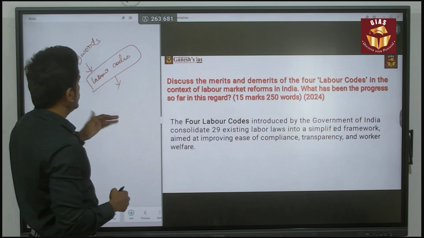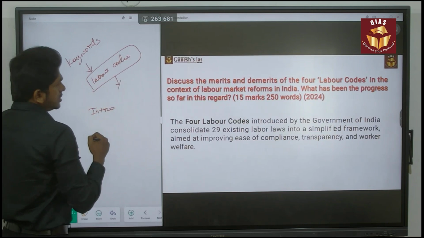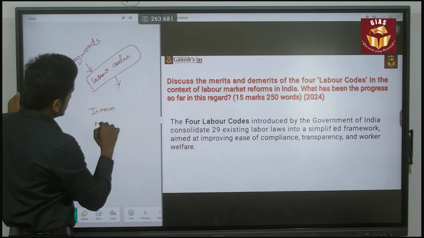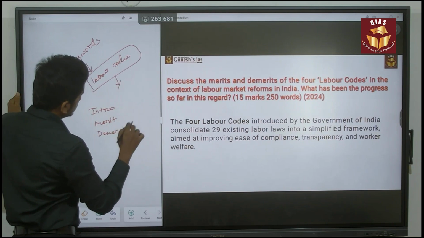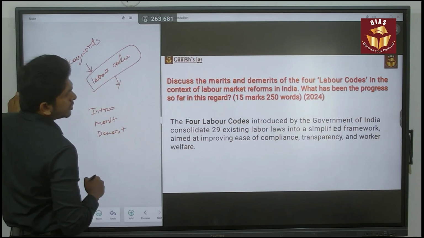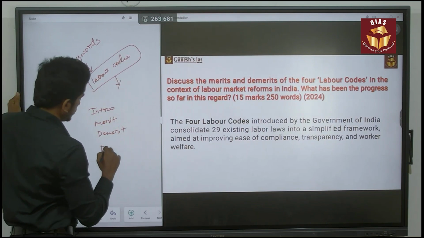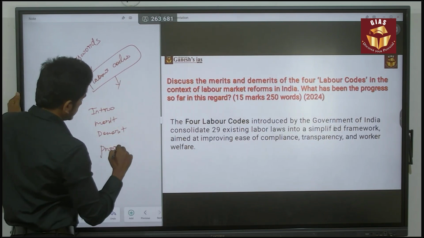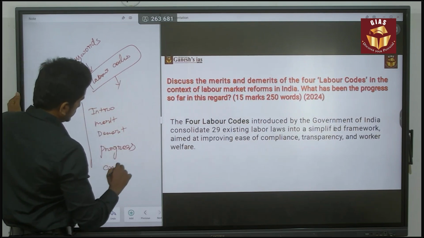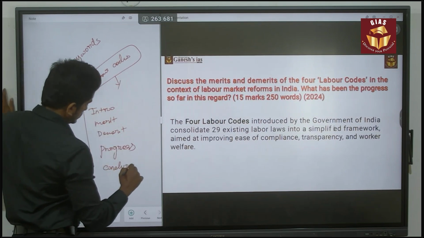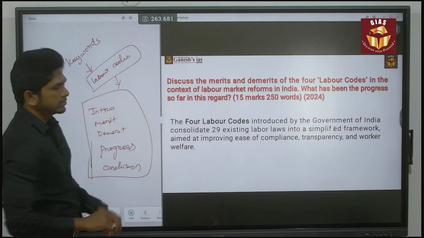Next, you have to structure the question. The structure should be: intro, discuss its merits and demerits of the 4 labor codes in the context of the labor market reform, then what has been the progress so far made, and then the conclusion. So this is the structure for this question.